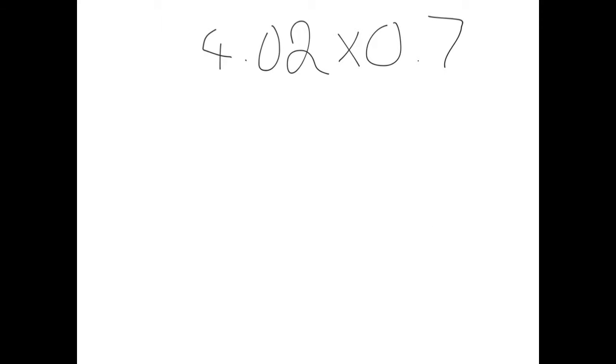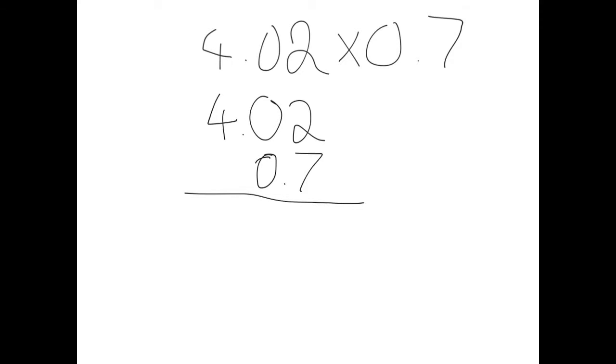Today we're going to multiply 4.02 times 0.7. First we're going to start, and you don't have to line up the decimals, which is nice. 2 times 7, which is 14. 0 times 7, which is 0. 1. And 4 times 7, which is 28.